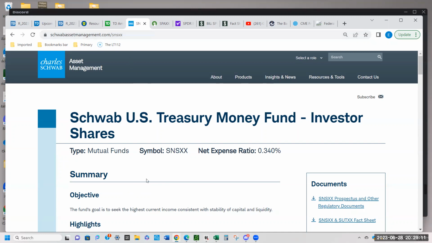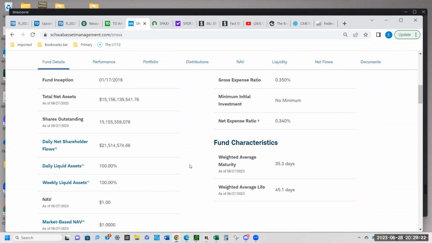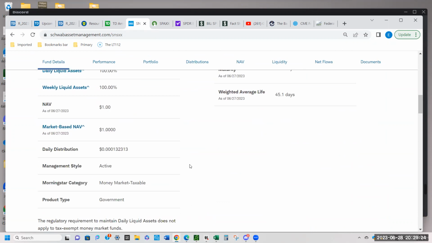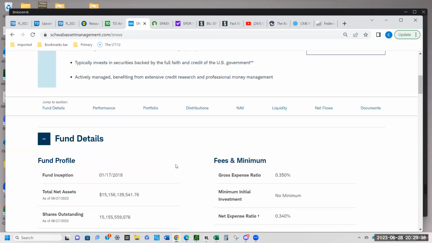So, as an interim, if you're in a brokerage account that offers a treasury money market fund, call them, talk to them, ask them what the 7-day yield is. There might be a 30-day SEC yield. Some of them, there are different ways that these things are quoted. This one has fun characteristics. Look, the average life is 45 days. So the average life of the security in this account is 45 days long. So it's short-term T-bills.